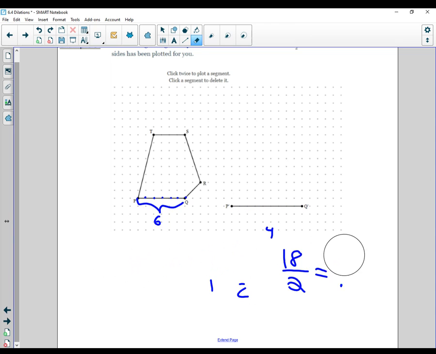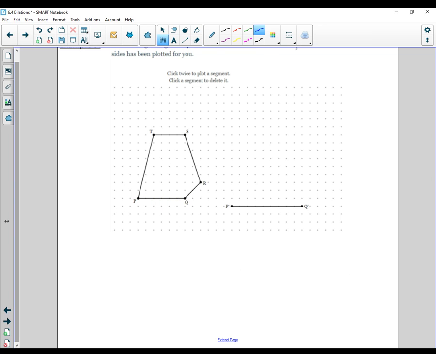So we're going to do that for each of the sides. We're going to multiply them by 3 halves. So this one, if I go 2 up, 2 times 3 halves. 2 times 3 is 6, divided by 2 is 3. So that means I'm going to go 3 to the right, 1, 2, 3, and 3 up, 1, 2, 3.